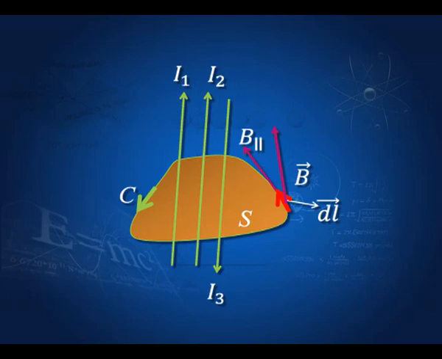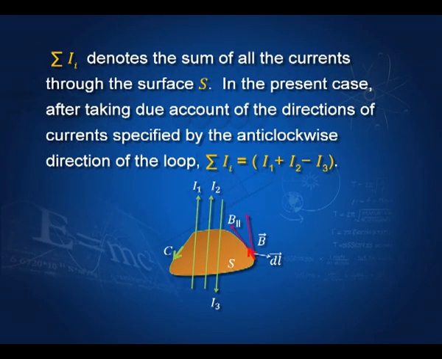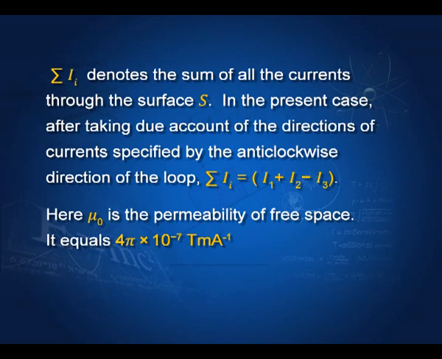That is very important, that you apply the right hand thumb rule, find out which currents are positive, which currents are negative, and then in this case this sigma I gives I1 plus I2 minus I3, and mu 0, let me remind you, is the permeability of free space. Its value is 4 pi times 10 to the power minus 7 T m A minus 1.